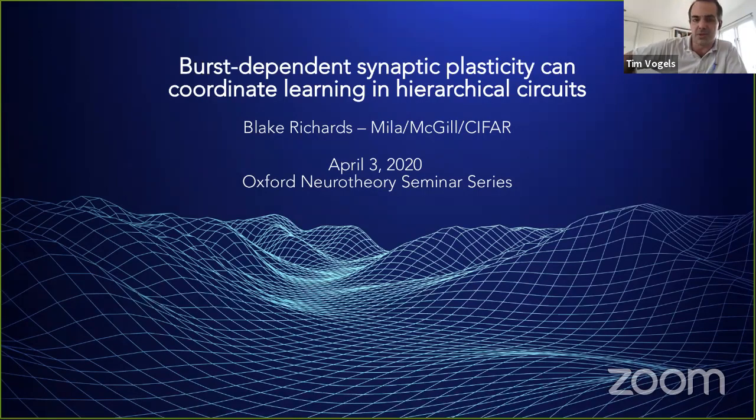and then moved just recently to McGill and Mila in Montreal in 2019. Blake has become known for looking at deep learning with biological components, and also as such looking at plasticity and multiplexing in neuronal networks. And so we're excited today to hear about synaptic plasticity and bursting spike codes. So without further ado, thank you very much, Blake, for showing up and giving us this talk today.